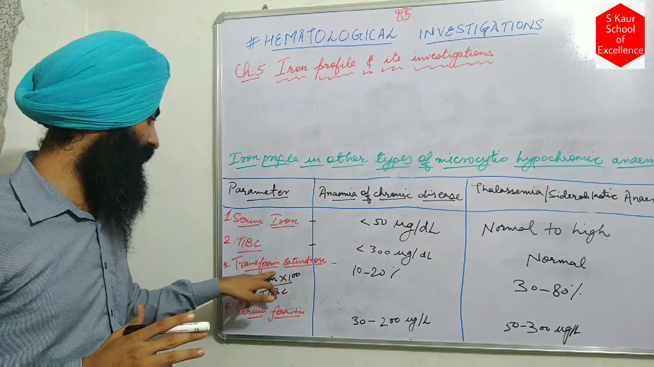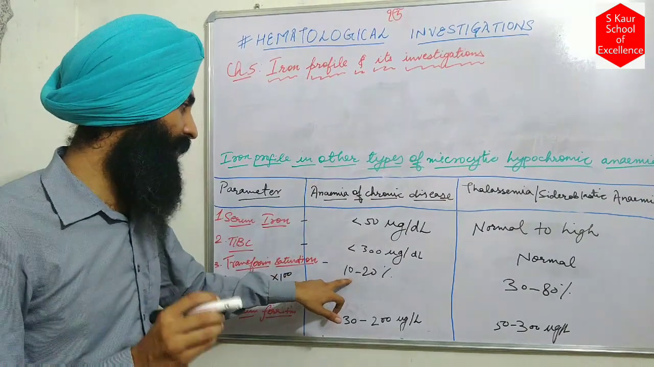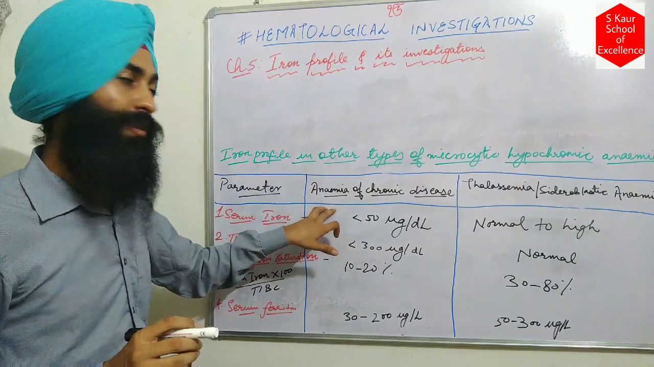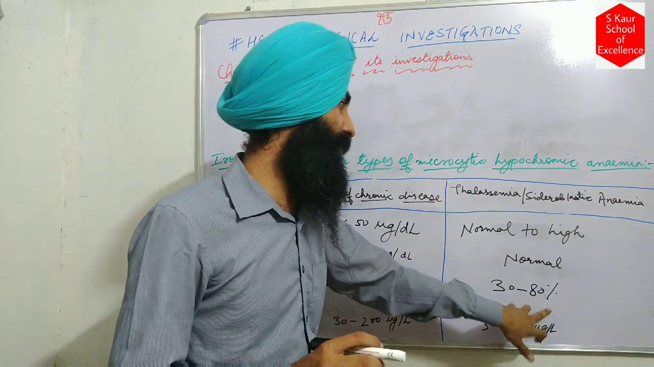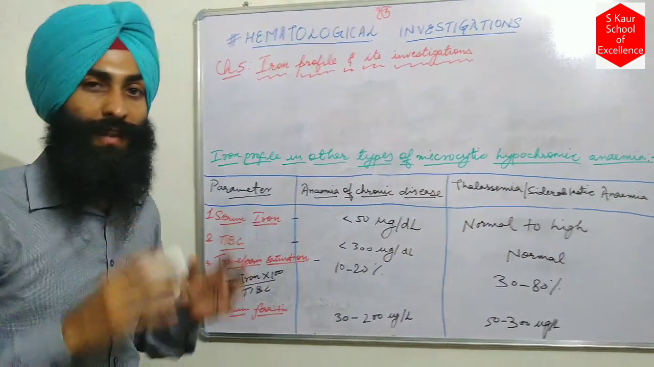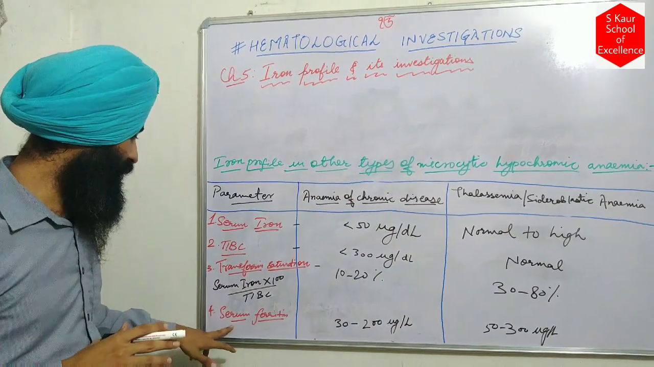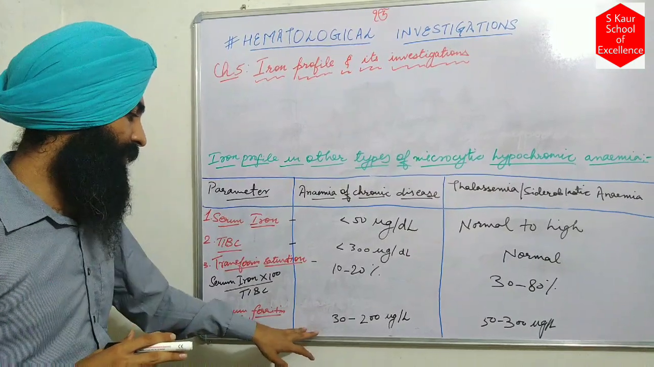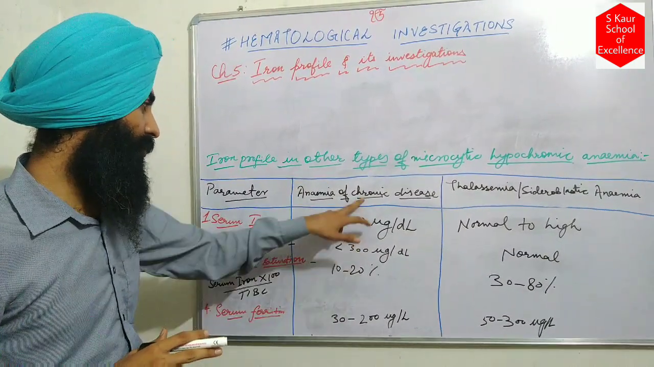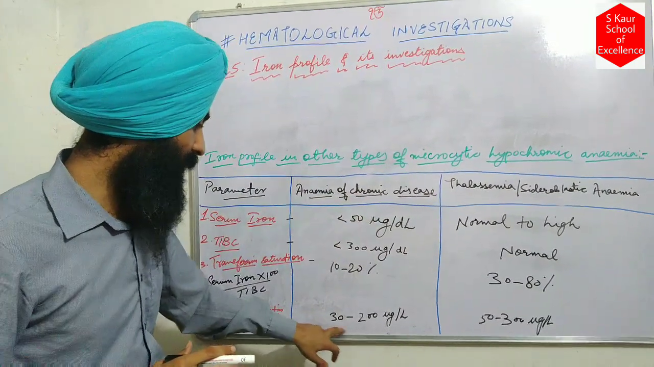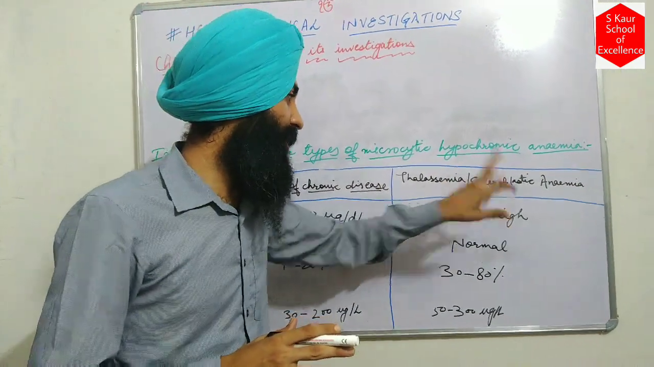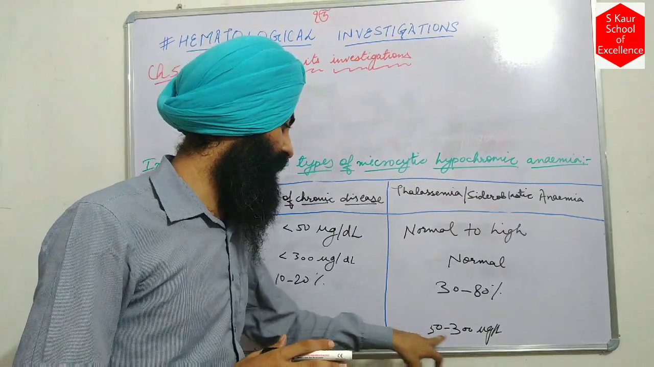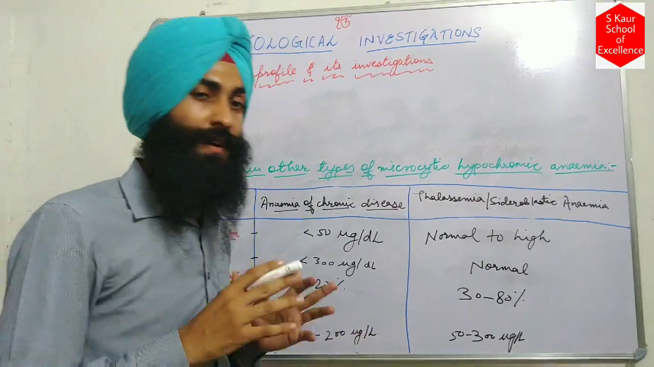Next one is transferrin saturation, which is only 10 to 20% in anemia of chronic disease, and it is very high, that is 30 to 80% in thalassemia and sideroblastic anemia. Next one is serum ferritin. Serum ferritin is again increased here in chronic disease anemia, that is 30 to 200 microgram per liter, and in thalassemia and sideroblastic anemia it is 50 to 300 microgram per liter.